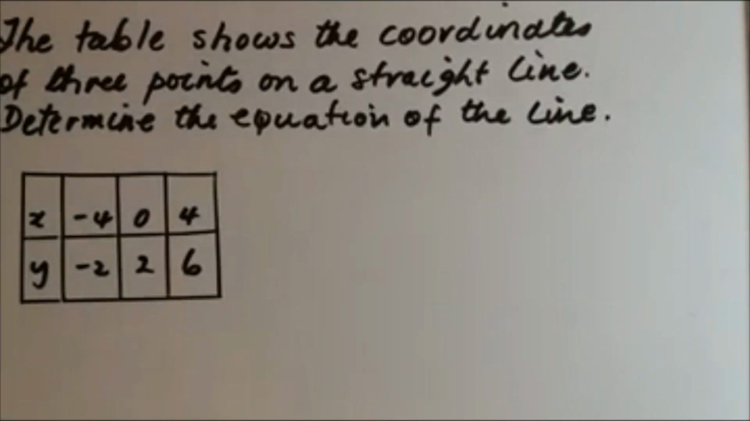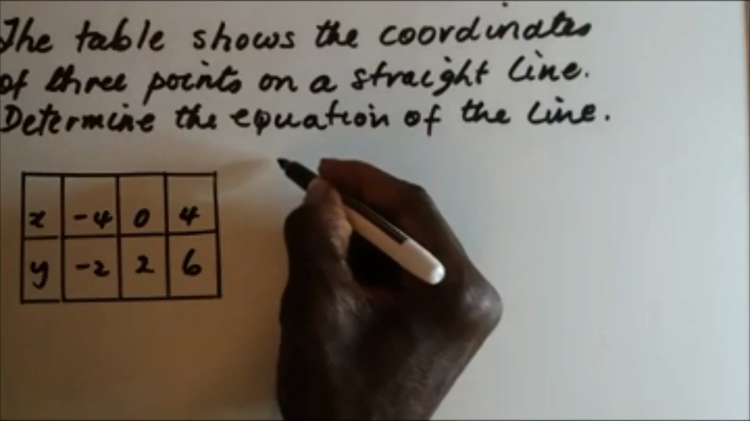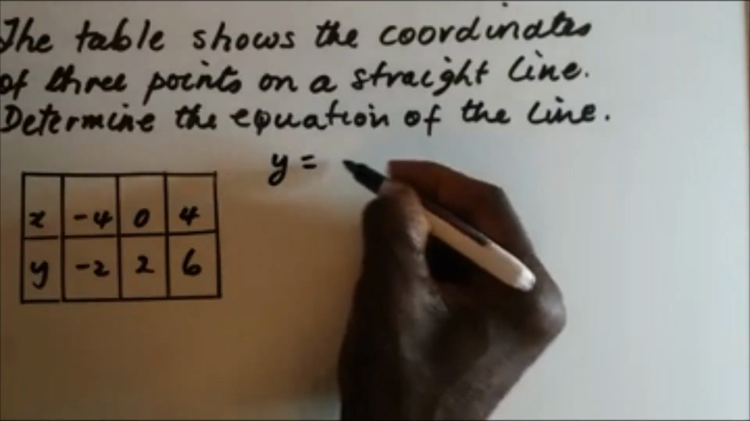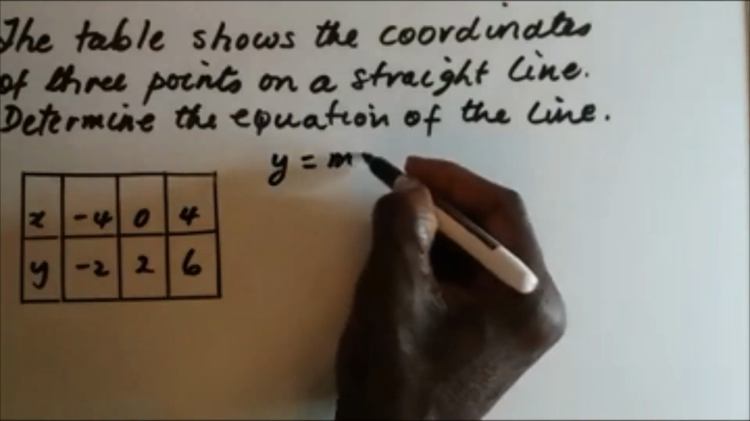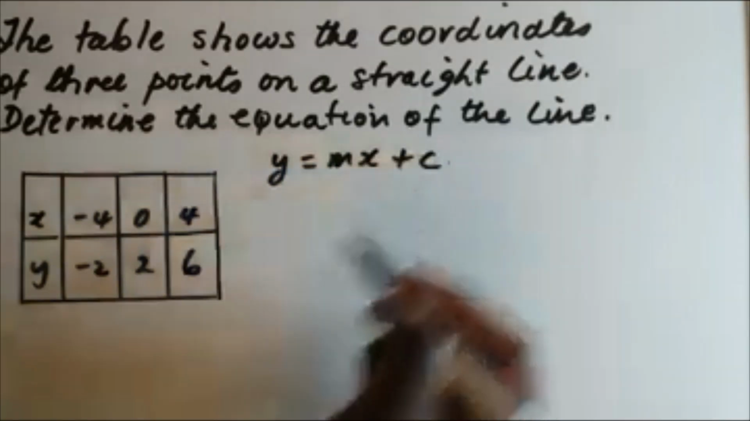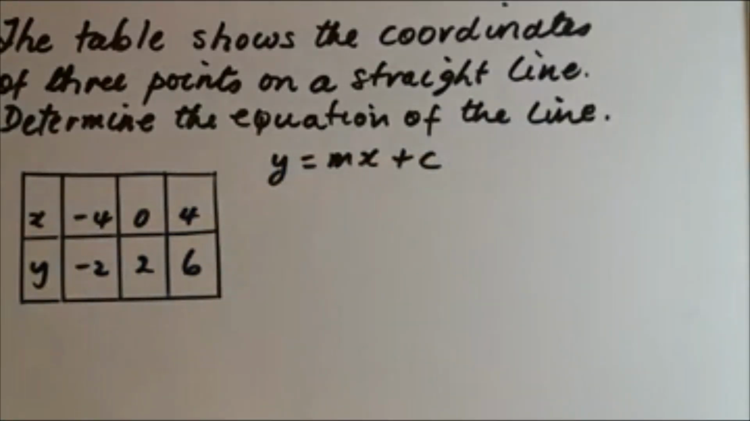Hi, the table shows the coordinates of 3 points on a straight line. Determine the equation of the line. The equation of a line has this form: y is equal to mx plus c. m is the gradient and c is the y-intercept.